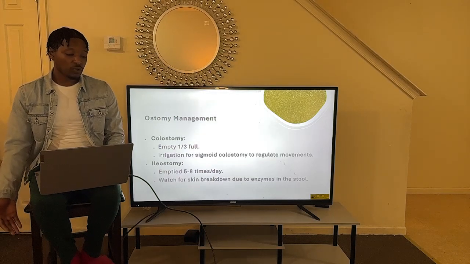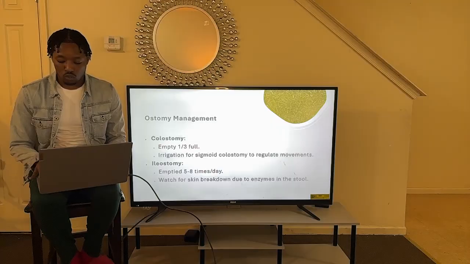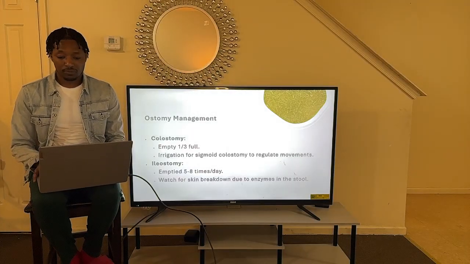Ostomy management. So for the colostomies, you'd want to empty when the bag is 1/3 full. Irrigation for the sigmoid colostomy to regulate movements. For the ileostomy, you'd want to empty this 5 to 8 times per day. You also watch for skin breakdown due to the enzymes in the stool that could irritate the skin.